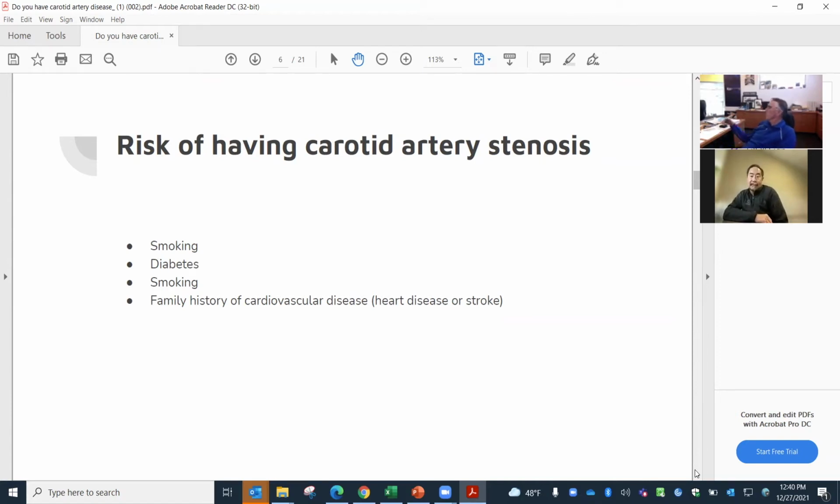Sorry, I mentioned smoking there twice. That should be high cholesterol. And so oftentimes the folks who have this level of disease have all three or all four. They're diabetic and they're active smokers, and they have high cholesterol, and they had a heart attack in the past. Well, sure enough, those folks are the ones we should be looking at to see if they also have carotid disease. Next slide.